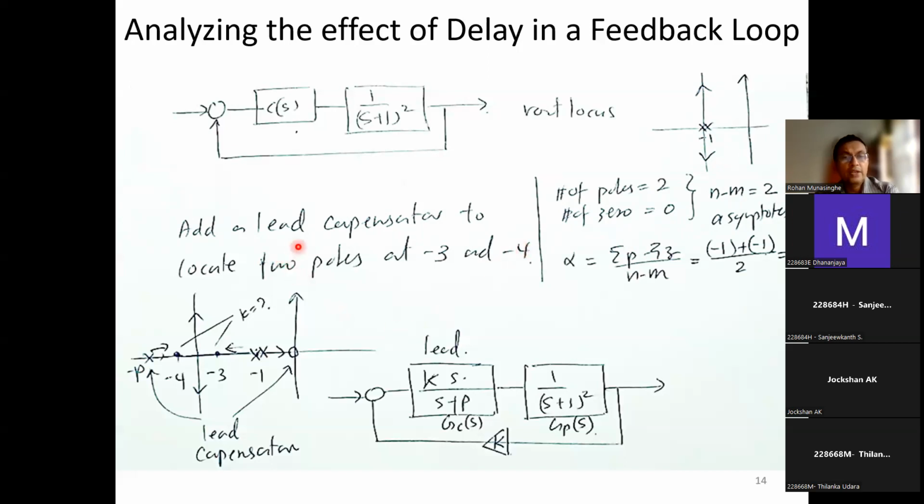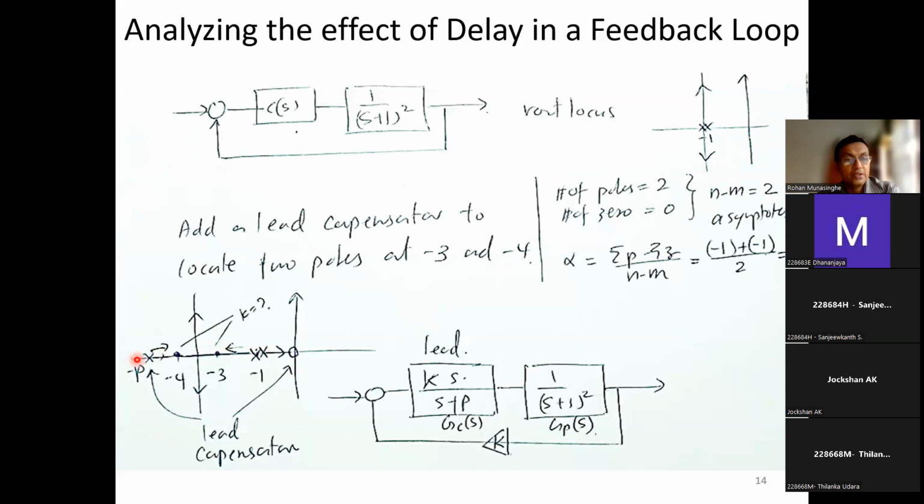Now let's say we want to add a lead compensator to shift this asymptote to the left to make it a little bit more stable. A lead compensator is a 0 and a pole. You know that, right? So we put the 0 here, let's say it's an arbitrary design, and the pole over here.